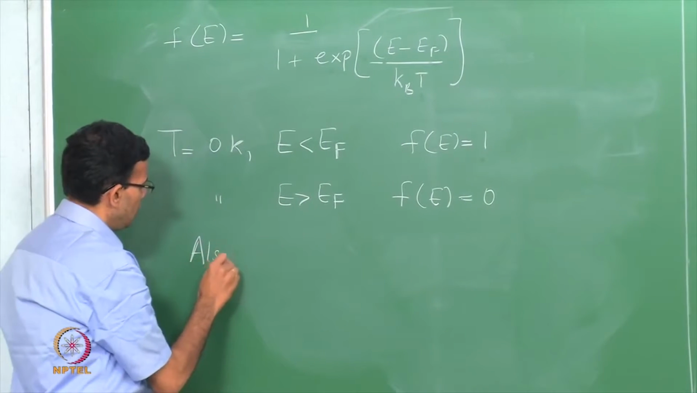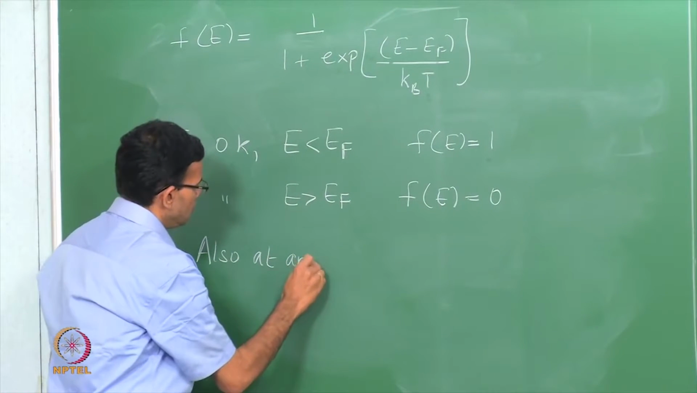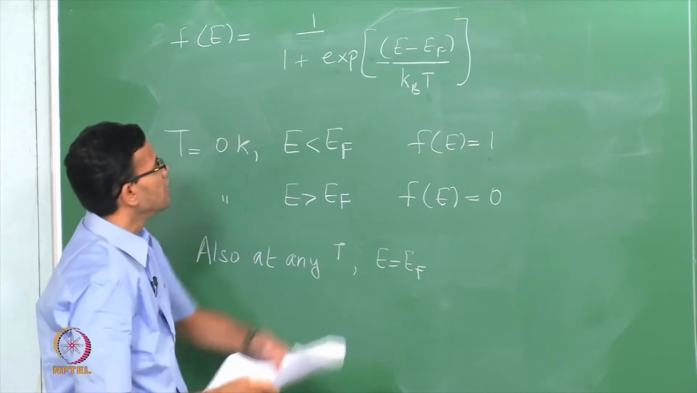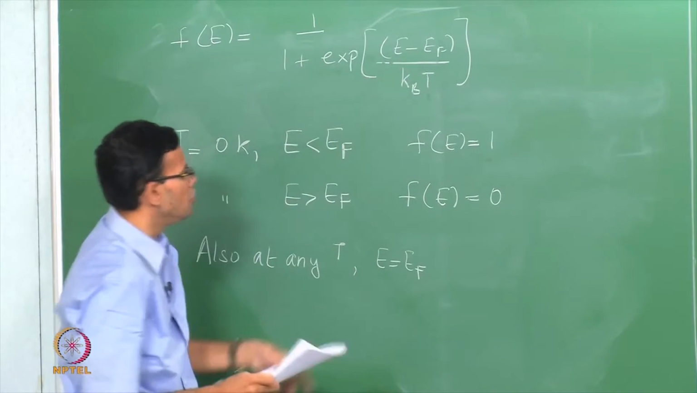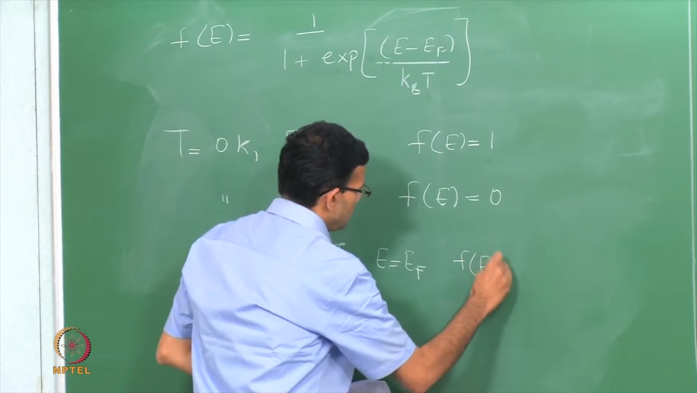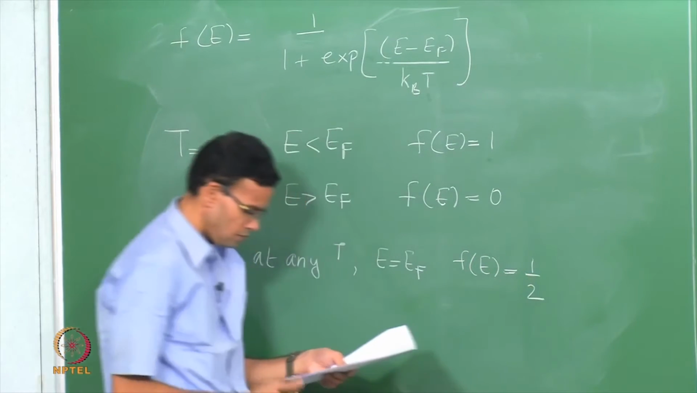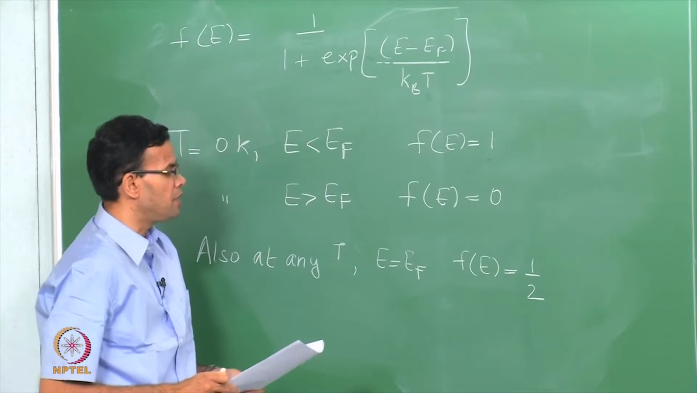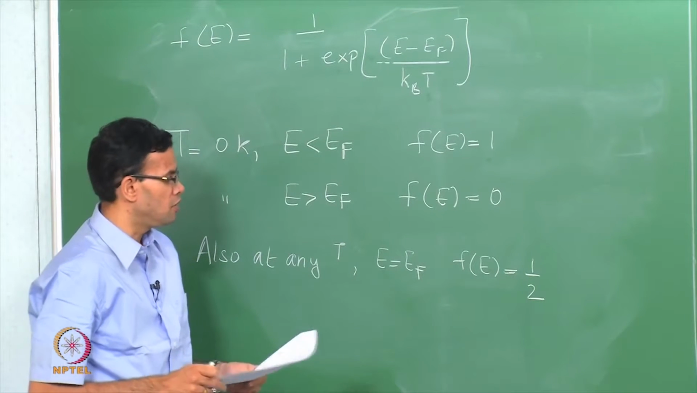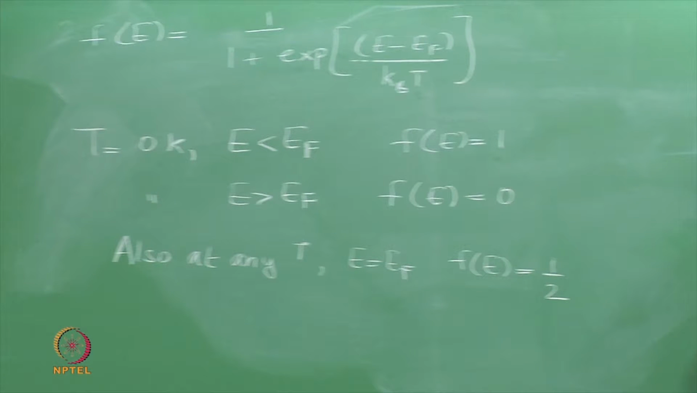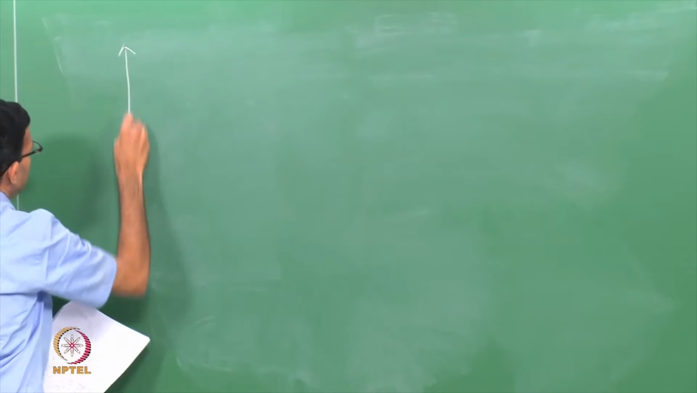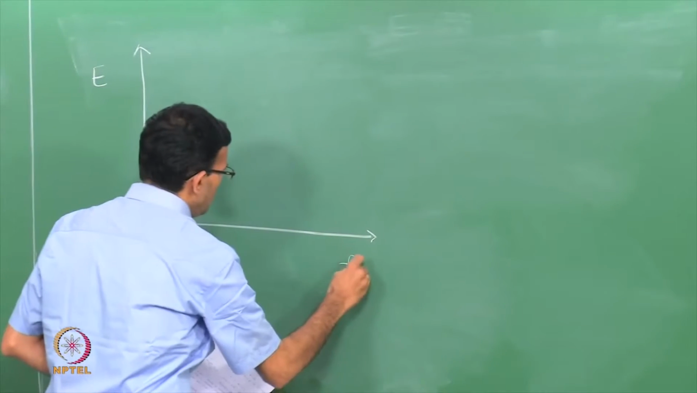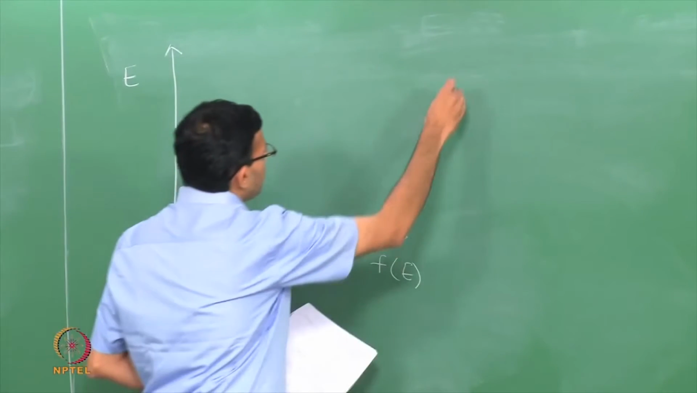Also, at any temperature, when E is equal to EF, so at the Fermi level E is equal to EF, this term is 0, f of E is half. We can put all these together and draw a pictorial representation of the Fermi function as a function of temperature. So, in this I will have energy on the y axis, f of E on the x axis, and this is what we will be plotting.